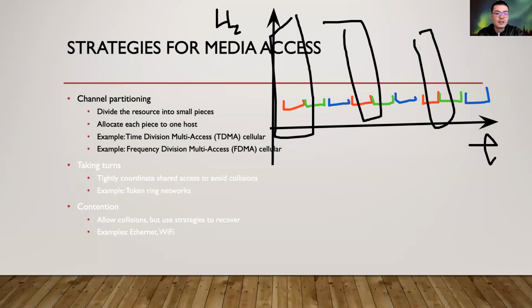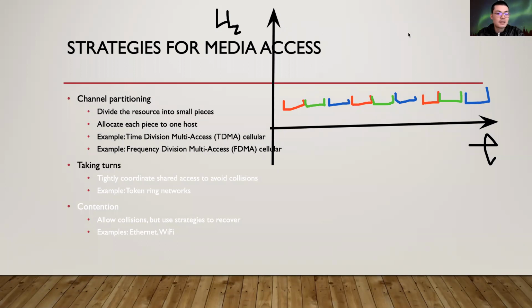Another way is called frequency division, which means you can continuously send, but at a lower speed. For example, one person may use the high frequency band, another person can use a medium frequency band, and the last one can use a low frequency band. So you can always send, but your speed, how many bits per second, is only 1/3. These are the two different methods: one is TDMA, one is FDMA.